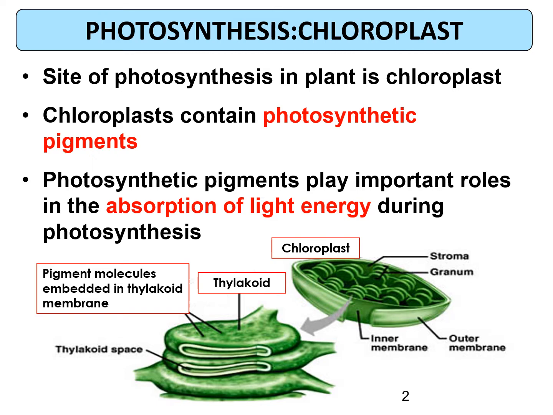So the pigment molecules are embedded in the thylakoid membrane here. So this is one thylakoid. Okay, there is a lumen in the thylakoid. So this is the thylakoid membrane.